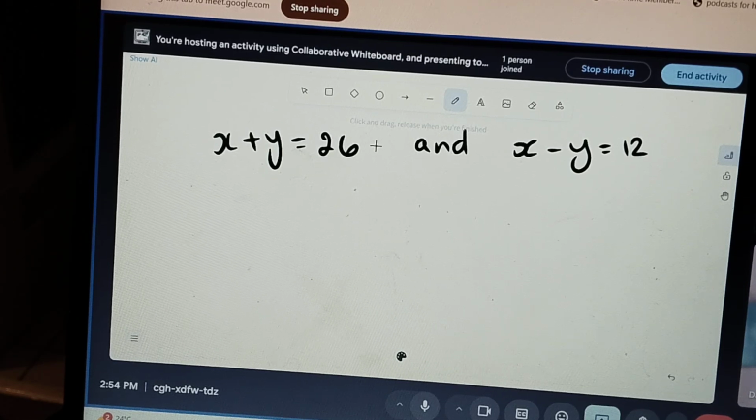Hold on. We're going to call that equation 1 and that equation 2. I'm just giving you numbers for the equations.